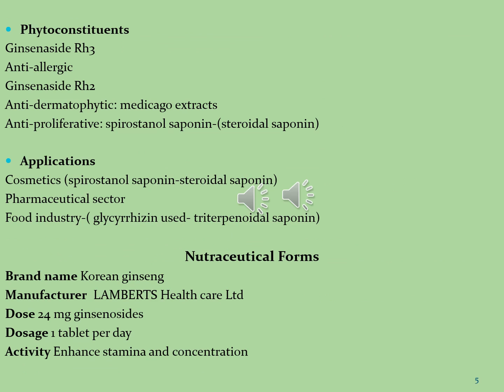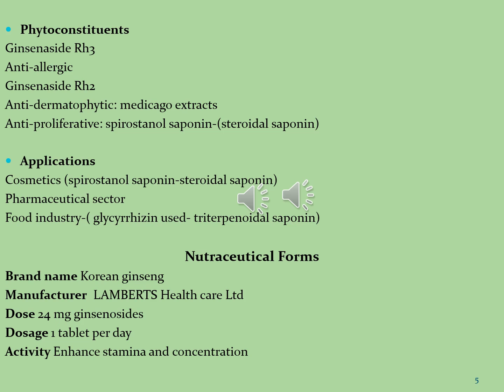Now we discuss some important phytoconstituents that fall in the category of saponins. The first molecule is ginsenoside Rh3. It is used as an anti-allergic agent. The second molecule is ginsenoside Rh2. It is used as an anti-dermatophytic agent. The third molecule is pyrostenol saponins. It is used as an anti-proliferative agent.